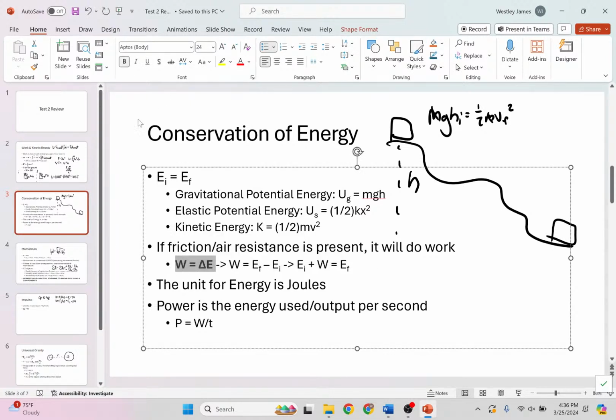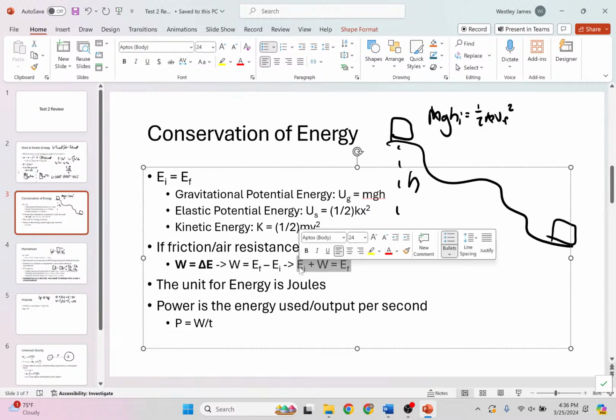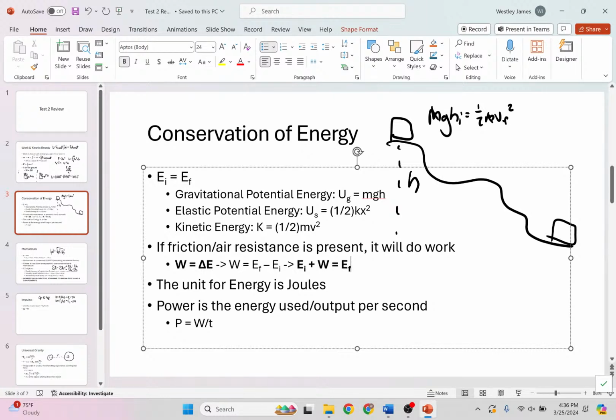Long story short, this boils down to the initial energy plus work equals final energy. If you gained energy, work is positive, and your final energy is higher. If you lost energy, your final energy is lower. Friction, again, that comes from the math. You'll find that friction is always going to be negative. Friction always takes away energy.